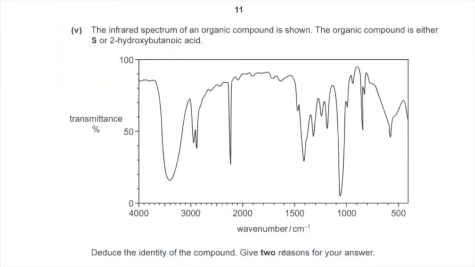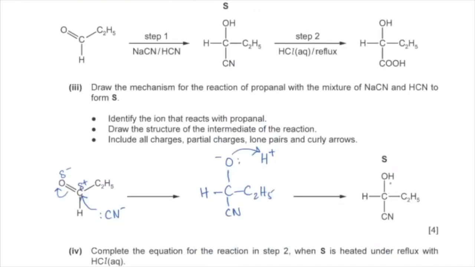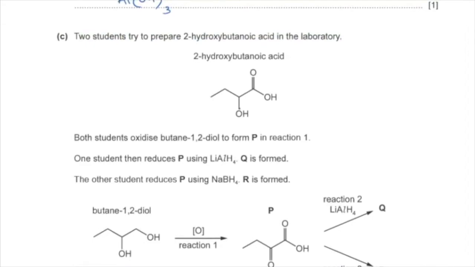Part 5, the infrared spectrum of an organic compound is shown. The organic compound is either S or 2-hydroxybutanoic acid. Deduce the identity of the compound. Give 2 reasons for your answer. So structure S has OH group, the nitrile group, and CH groups, while 2-hydroxybutanoic acid has CH groups, the hydroxyl group, and the carboxylic acid group.